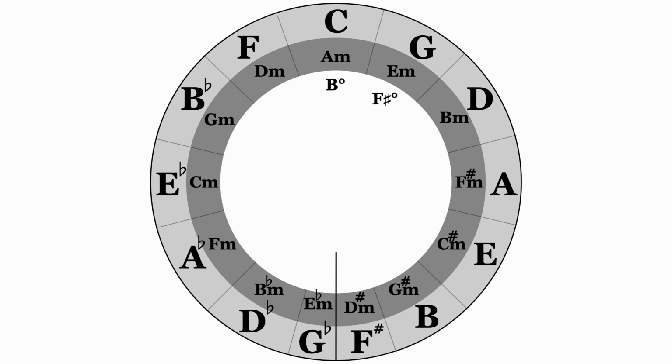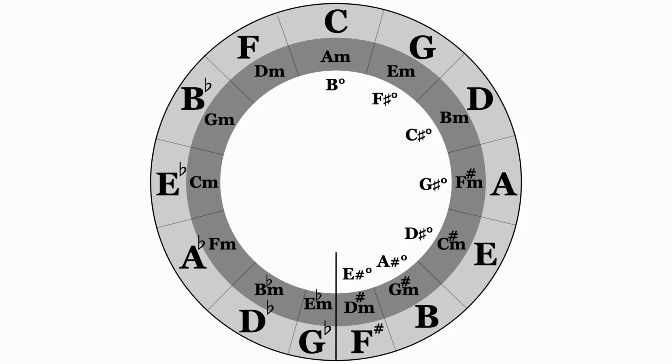So here, if we're in G major, we've got the F sharp diminished. If we're in D major or B minor, we have the C sharp diminished. Same thing with A major or F sharp minor, we have the G sharp diminished. E major, C sharp minor, we have the D sharp diminished. B major or G sharp minor, we have the A sharp diminished. And finally, F sharp major or D sharp minor, we have the E sharp diminished.